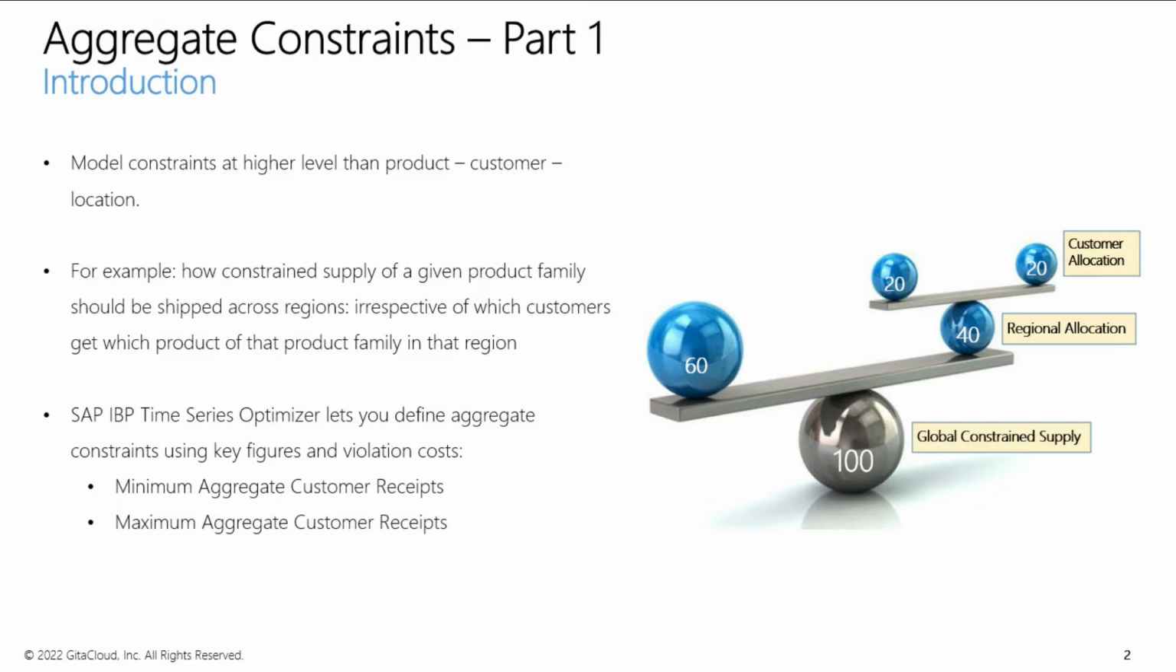For example, aggregate constraints can help ensure that constrained supply for a given product family is distributed fairly across all the customer regions. Optimizer can still prioritize the highest revenue customer demands for any customers within a given region, and for any products within a given product family, but it must respect the aggregate constraint defined at the region, product family level.